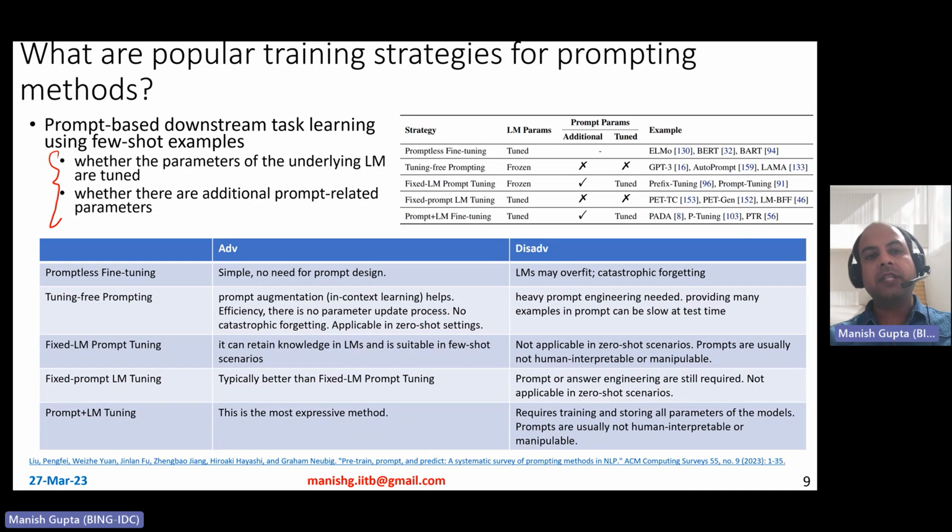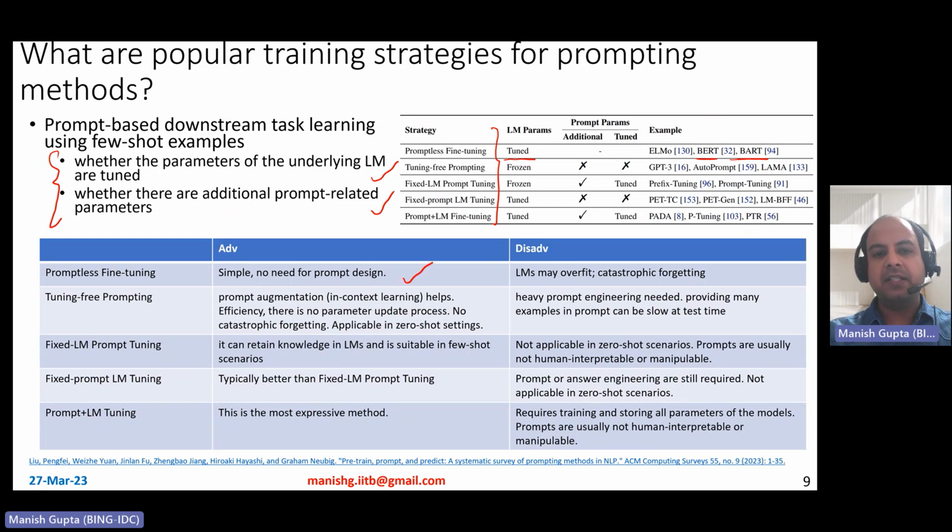So when you're trying to do that, you could have these two choices: whether the parameters of the underlying LM are tuned or not, and whether there are additional prompt-related parameters. Accordingly, there are five different strategies as you see them here. First, prompt-less fine-tuning, which is basically no prompts involved, neither in pre-training nor in fine-tuning. There are only language model parameters to be tuned. The examples are BERT or BART. They don't believe in prompts anyway, right?